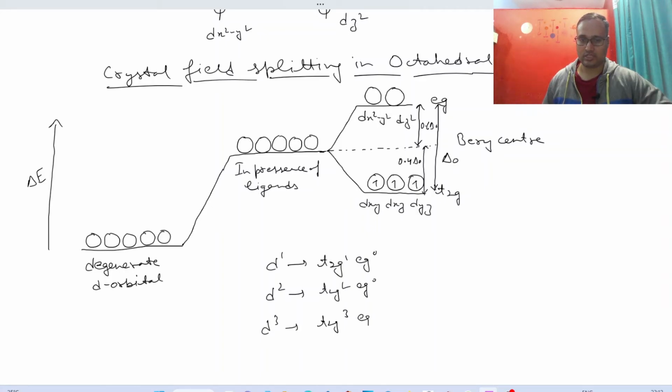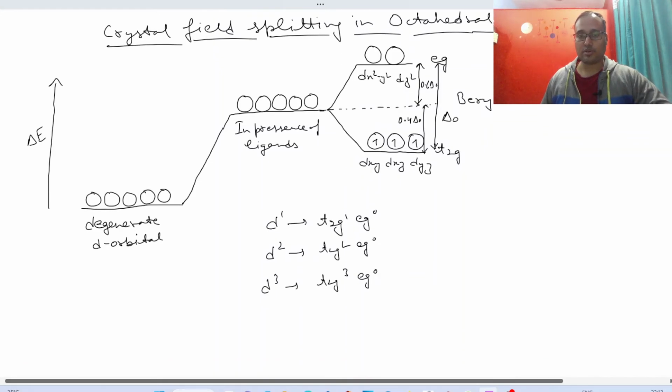eg0, eg0. Okay, one more thing I want to mention over here, that these t2g and eg are symbols which are taken from group theory. And the alphabet g is taken from the word gerade, which means symmetrical. As the octahedral complexes are symmetrical, that's why this alphabet g is mentioned along with t2 and e. Otherwise, these symbols t2 and e are used in group theory only.